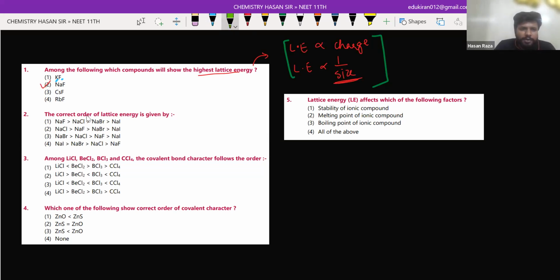For the next one, you can see the correct order of lattice energy is given by NaF, NaCl, NaBr, NaI. Na is common in this. So fluorine, chlorine, bromine, iodine. You know which one is the largest one? Iodine. If this is the largest one, lattice energy decreases. This is the smallest one, so it will have the largest lattice energy. So the answer will be 1. Is that clear? Yes, sir.